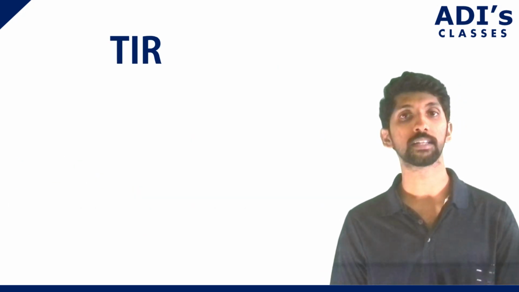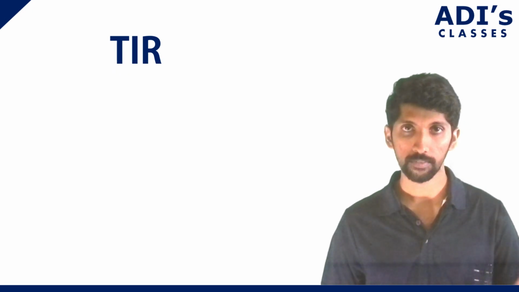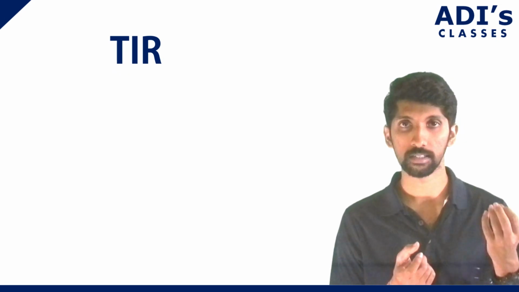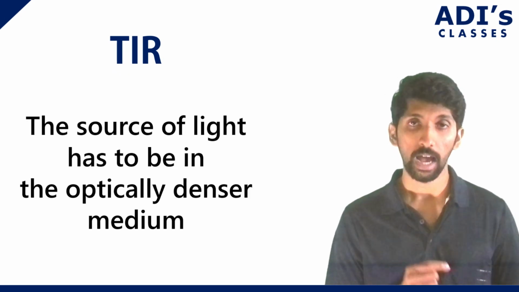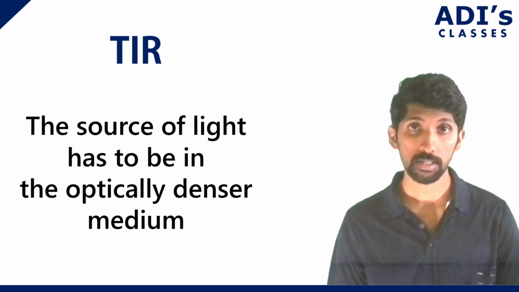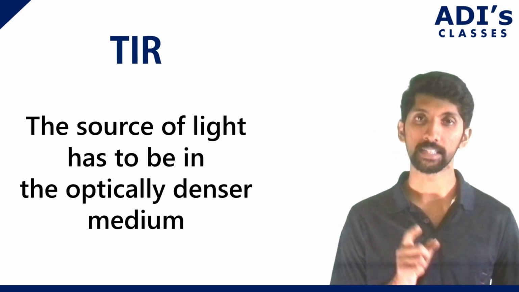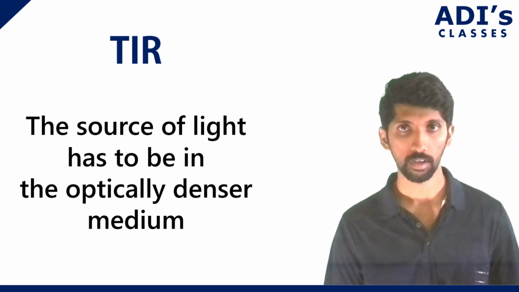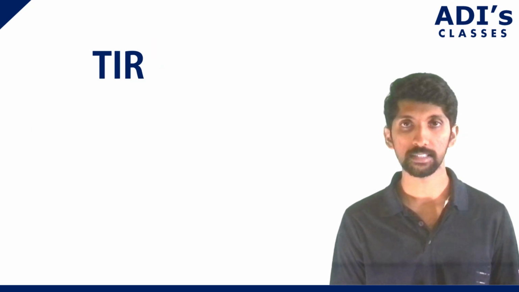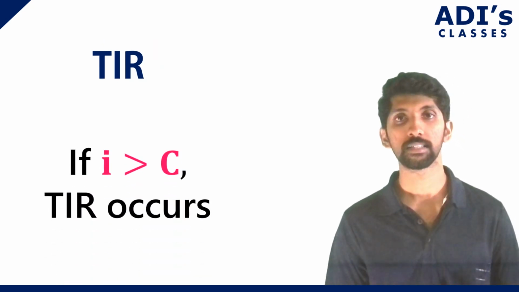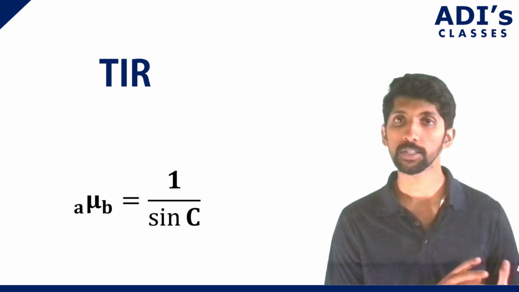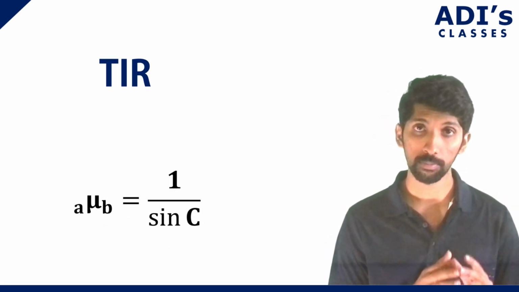Then we moved on to total internal reflection. Total internal reflection is a phenomenon where the object is in the denser medium and the ray of light bounces back into the medium itself because the angle of incidence is greater than the critical angle, right? Using that we figured out that sin C is equal to 1 over mu, or C is equal to sine inverse of 1 by mu, right? So this was all under refraction through a normal surface.